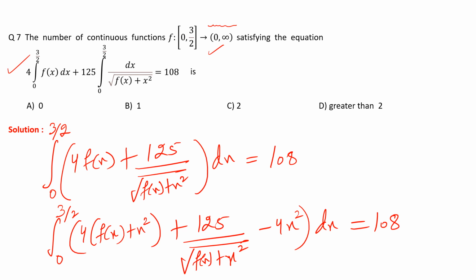Because my actual intention is to apply the concept of AM-GM inequality in this problem, because that is the only way to solve this. And since this particular expression was having under root of f(x) plus x square in the denominator, I have created the same thing in the first term. It was originally 4 into f(x), so I added 4x squared to it. Fine. Now you can see that in the next few steps, we'll be able to apply the AM-GM rule.